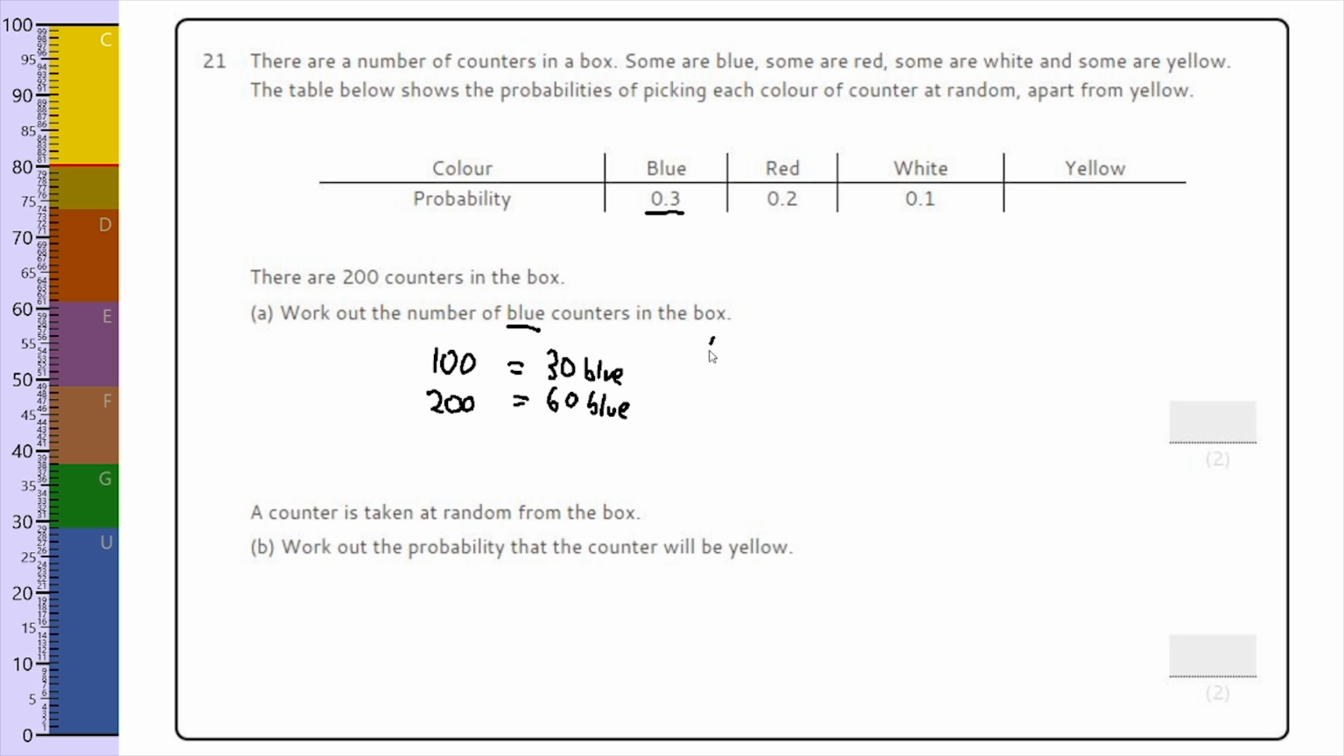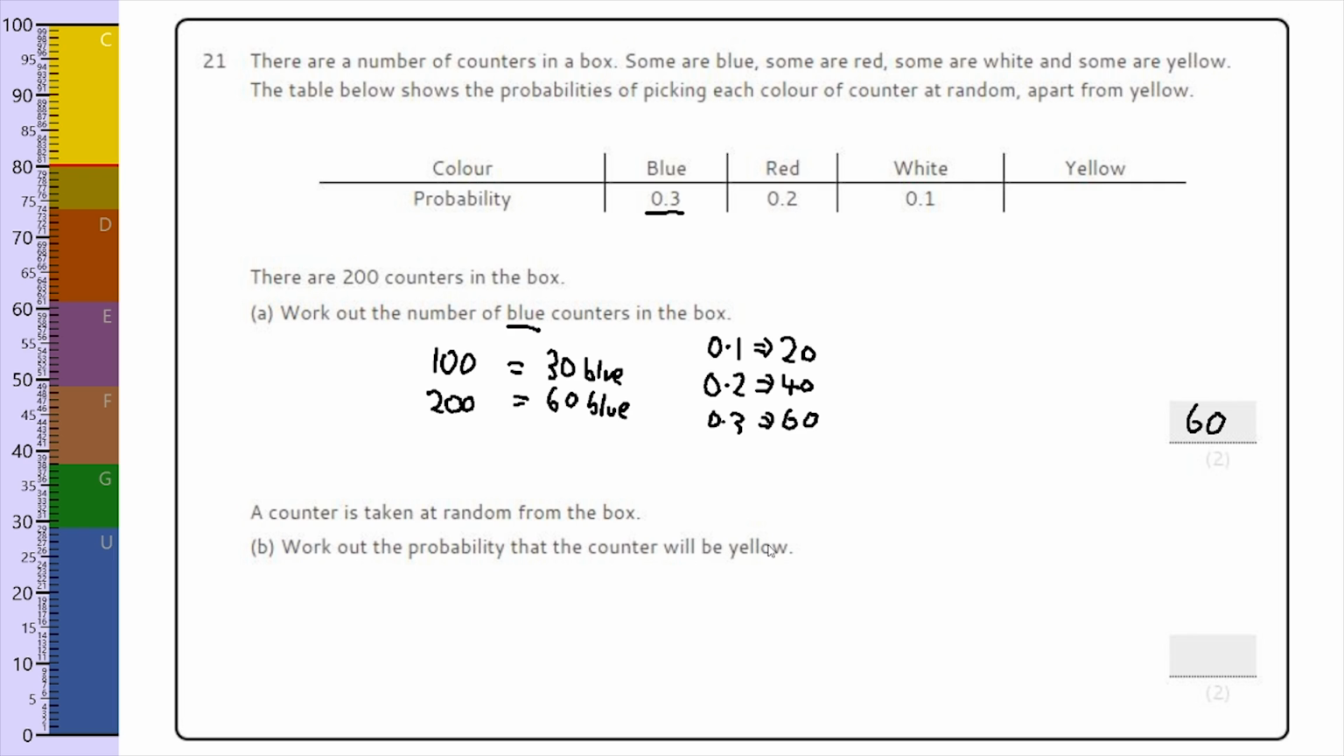Different way of doing it is I know 0.1 of 200 is going to be 20. So therefore 0.2 is going to be 40, and 0.3 is going to be 60. Either way, I still get 60. Now you might be wondering how I knew 0.1 was going to be 20. Well, 0.1 just means a tenth, so I divide that by 10.